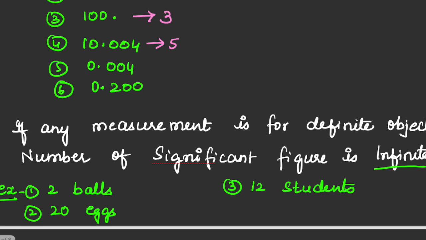Next example. Here you can see there is a decimal point, but the zeros are preceding the non-zero digit. So these are not significant. Only if there was some number here, then it would become significant. But these zeros are coming in front of the non-zero digit, preceding the non-zero digit. Therefore they are insignificant. So the number of significant figures here is only 1. So you will write the answer as 1.